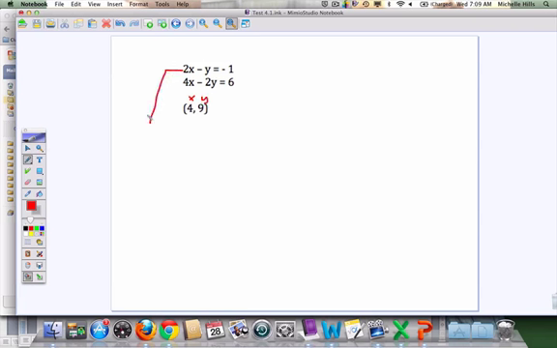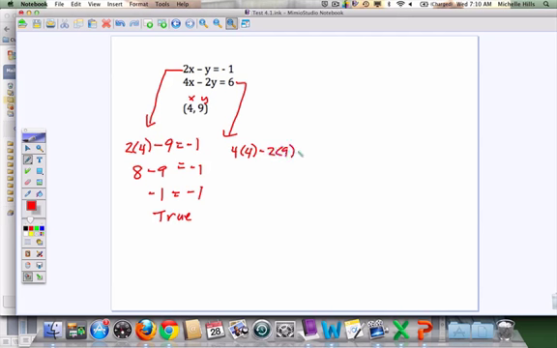I'm going to take this equation and substitute 4 for my x and 9 for my y. The order of operations says I should multiply before I subtract. And then when I subtract, I get two things that are equal. So again, if I graph that line, the point (4, 9) is on that line. Checking the second equation, again, substituting 4 for x and 9 for y, checking to see if this equation is true. Order of operations again says to do both multiplications before I subtract. And then when I subtract, I get the statement that's not true.